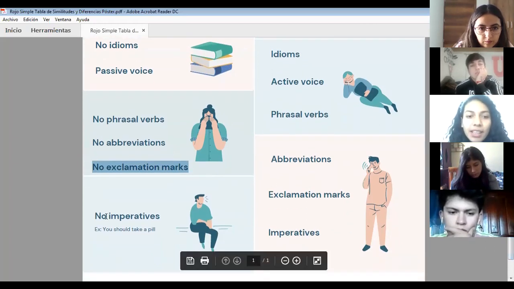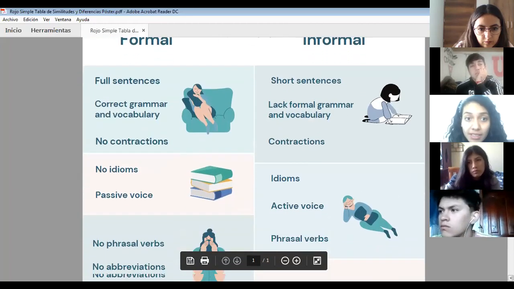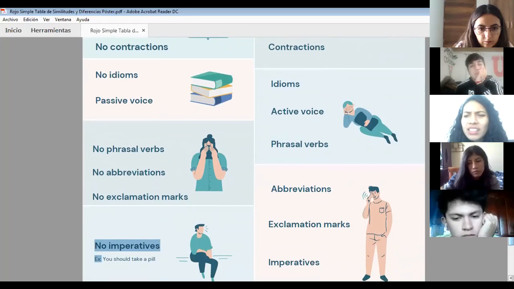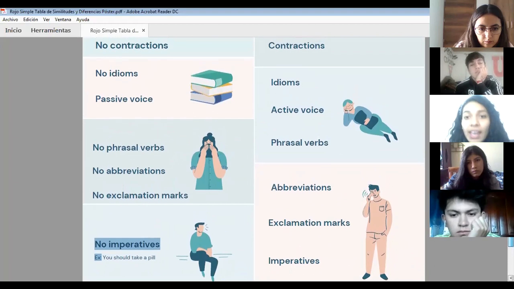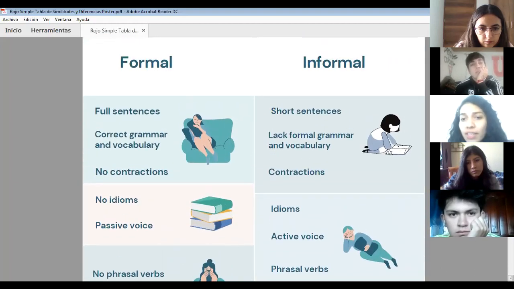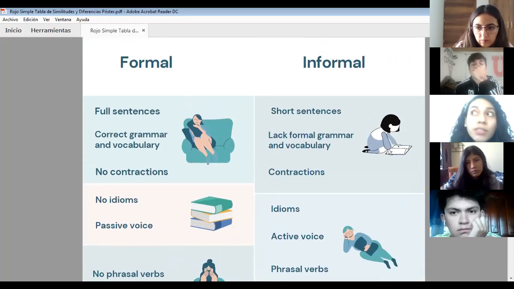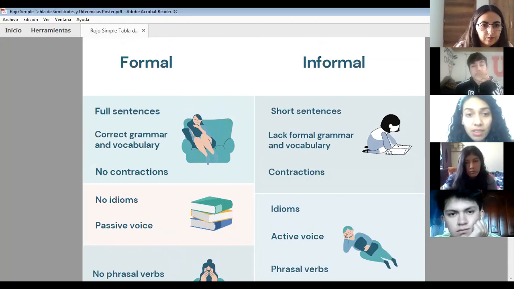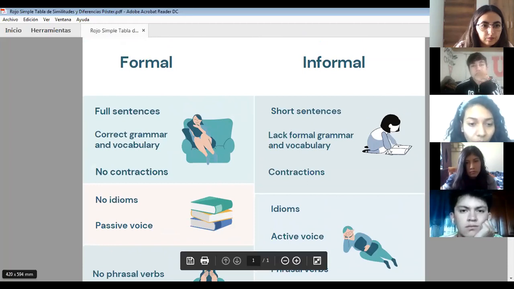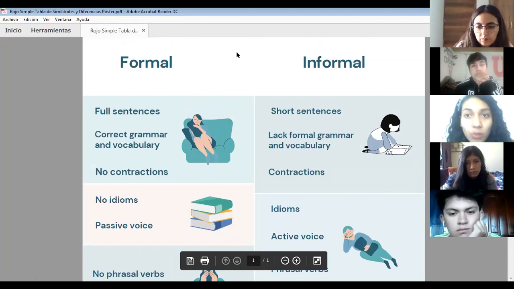And finally, in formal, remember formal is respectful. No imperatives, meaning no orders. You should do this, you have to know. No. It's not well done. And in informal, all of that is possible because informal is sometimes for friends or for people you know. So in informal, you have trust. You trust this person. Okay, so those are the differences between both.